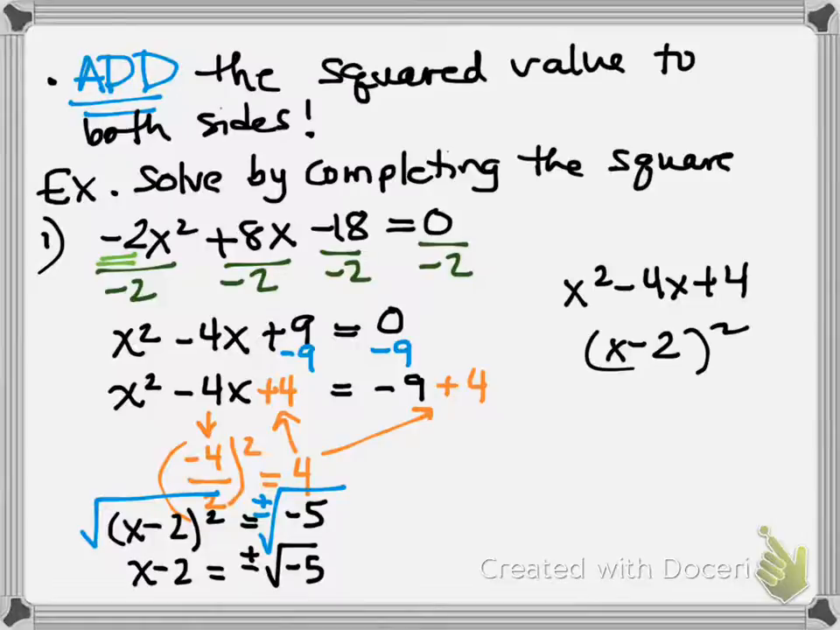Anybody see the problem we have going on, Morgan? The issue is, what number times itself gives me a negative 5? It's impossible. Why is it impossible to come up with a number times itself that gives me negative 5?